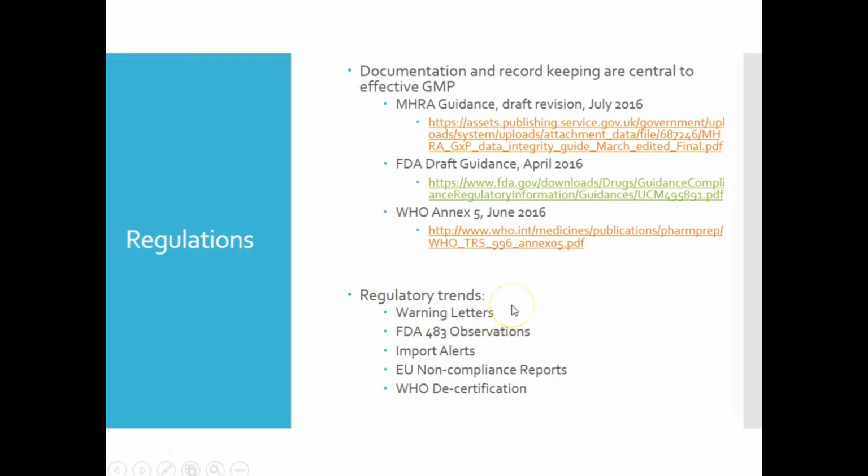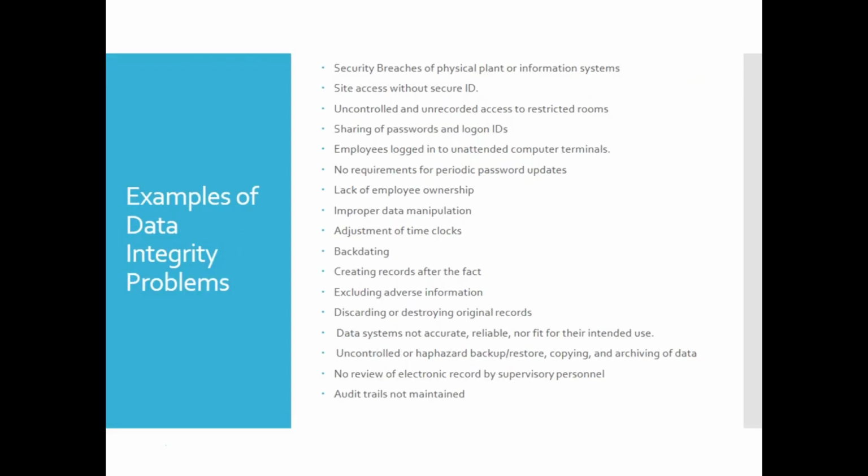So some of the regulatory trends that are seen during auditing would include things like warning letters issued in relation to poor documentation practice, as well as 483 observations during FDA audits. It would also include European non-compliance reports and WHO decertifications. So there are some serious implications to poor data integrity findings during audits.